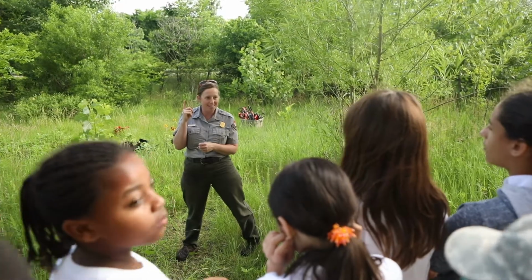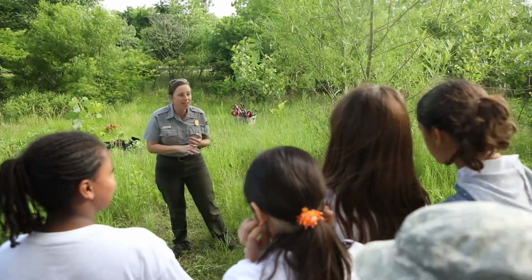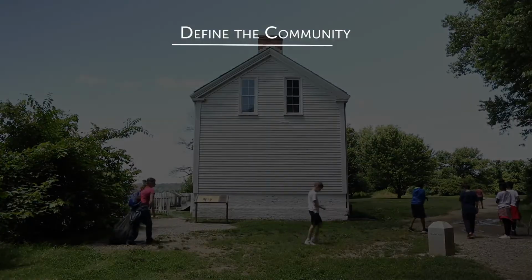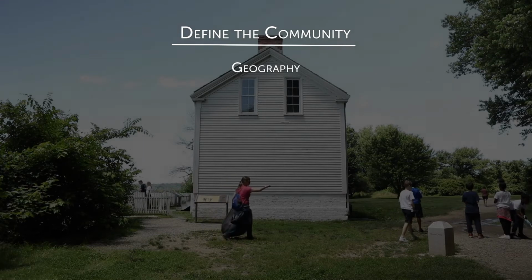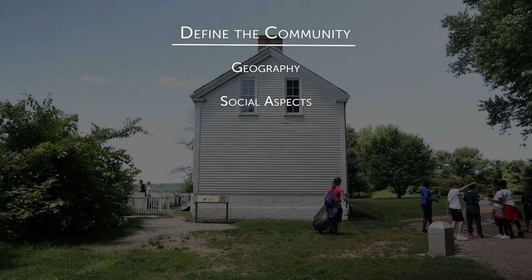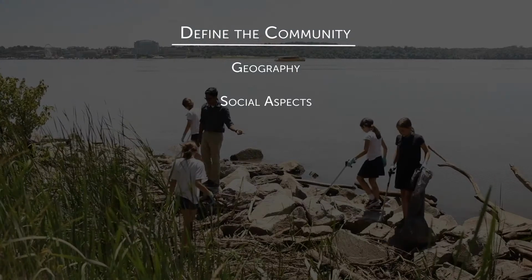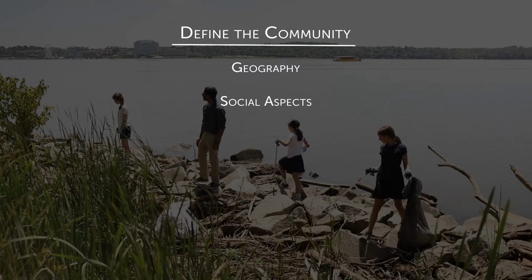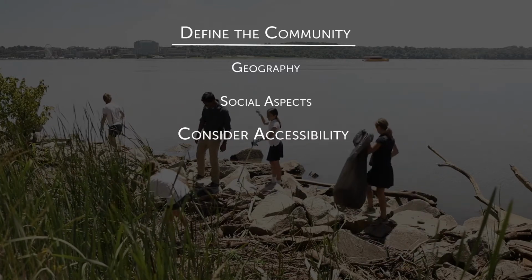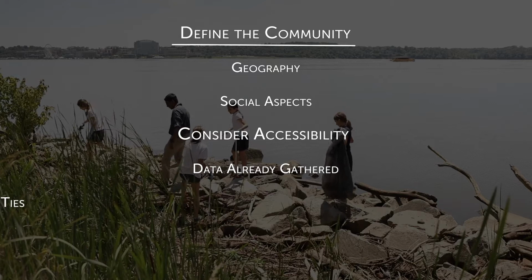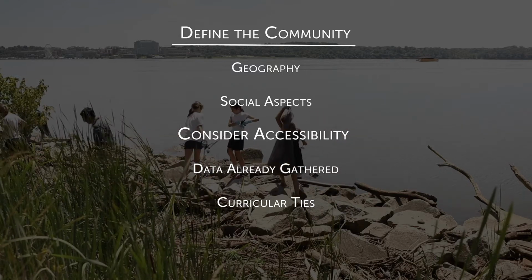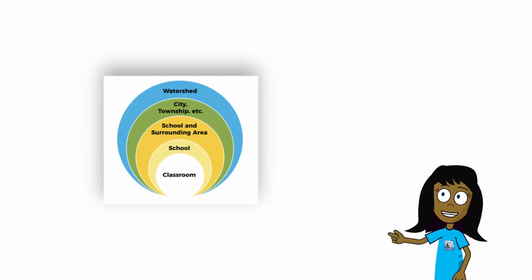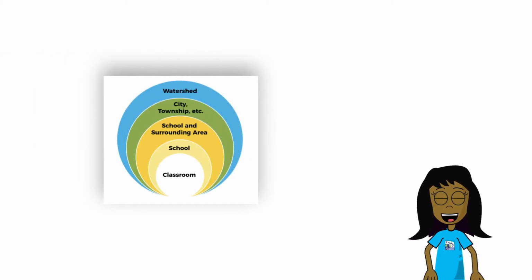Step 1 begins by defining your community, which establishes where your project will take place. There are many aspects of a community and ways to define it. These include geography like a schoolyard or city, and social aspects like membership in community organizations. As the educator, you should define the community in a way that seems manageable. When making this decision, consider what spaces participants can access, what data you already gather, and which curricular ties you'd like to make. If this is your first dive into youth-driven learning, try using a narrower geographic definition of community, like our schoolyard.